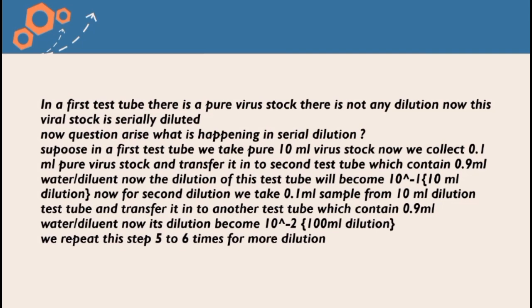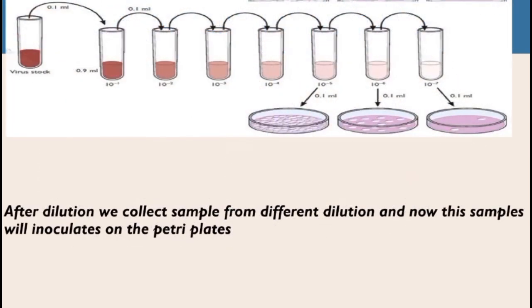water. Now the dilution of this test tube will become 10 raised to minus 1, a 10 ml dilution. Now for the second dilution, we take a 0.1 ml sample from the 10 ml dilution test tube and transfer it into another test tube which contains 0.9 ml water. Now its dilution becomes 10 raised to minus 2, a 100 ml dilution. We repeat this step 5 to 6 times for more dilution. After dilution, we collect samples from different dilutions and these samples are inoculated onto the petri dishes.